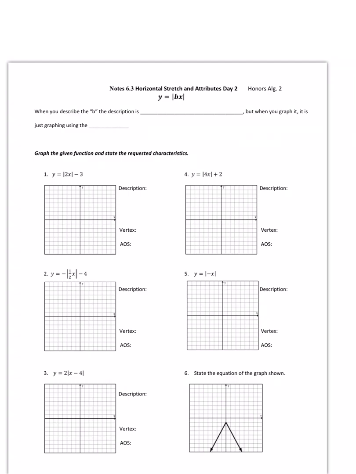Okay, so today we're going to do horizontal stretching and more characteristics of these absolute value graphs. So look at our equation here: y equals absolute value of bx. In the previous video, we did one with a and c and d, right? Well, b is inside the absolute value bars, so it's with the x, which means it's going to be opposite of logic. So when you describe the b, the description is opposite of logic.